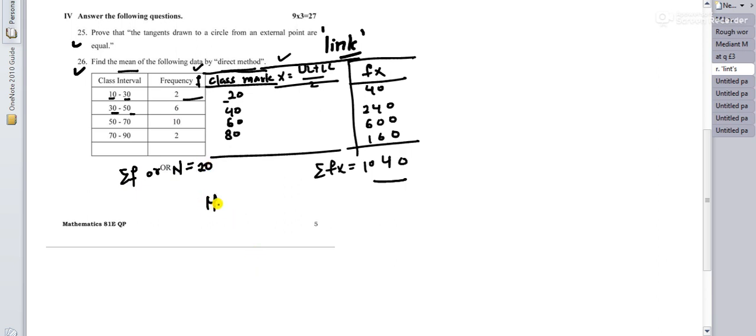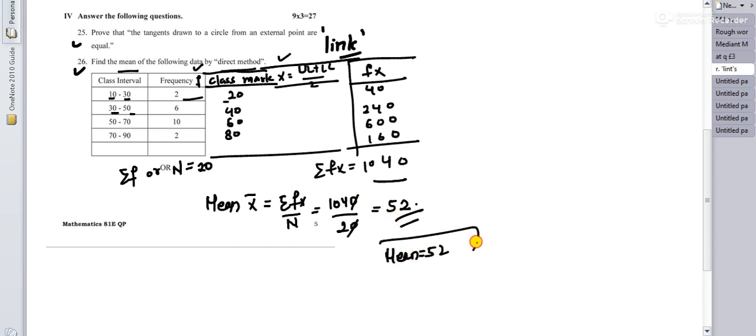So now apply the mean formula. Mean, that is x bar, is equal to sigma fx by n. Sigma fx is 1040 divided by n, which is 20. So on solving this, 2 5s are 10 and 2 2s are 4. So therefore the value of mean is 52. You can write it like this. Okay, I hope it's clear.